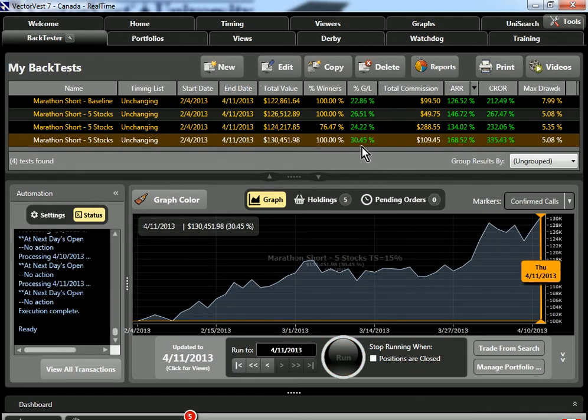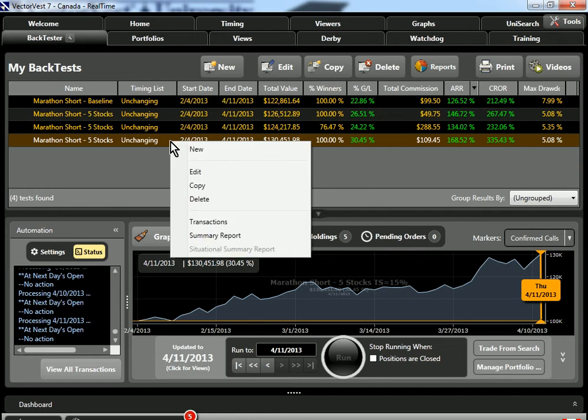Hey, that's more like it. Our percent gain loss went up to 30 overall. Our commissions went down, were cut in half. Our annualized rate went up to 168, and our drawdown is right back to where we started at 5.08%. That looks wonderful. But let's experiment with a couple other stops just to make sure that we are on the right track.